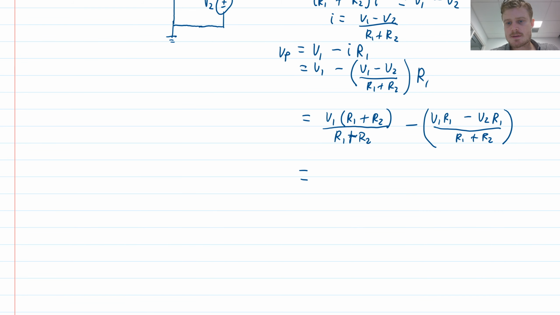So bringing all of this together, I actually have some terms that are going to cancel. So V1 and R1 here are going to cancel, and here's what I'll be left with. V1 R2 plus V2 R1 divided by R1 plus R2. Okay, this is my voltage at the positive terminal.